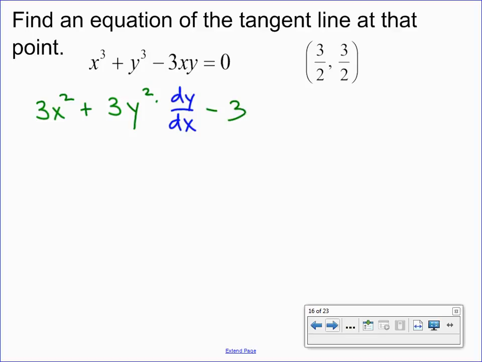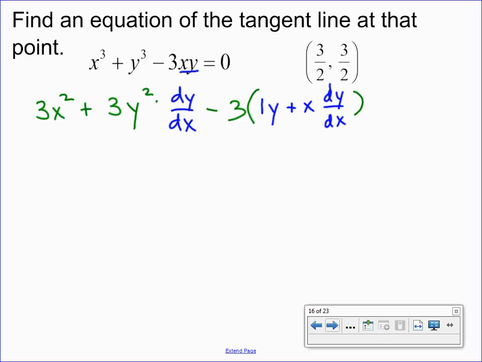Then minus 3, and I'm going to do the product rule for this. For the product rule, I'm going to focus in just on my x times y. The derivative of a product of two functions, x times y, is the derivative of the first times the second, plus the first times the derivative of the second. And there's my dy dx again.